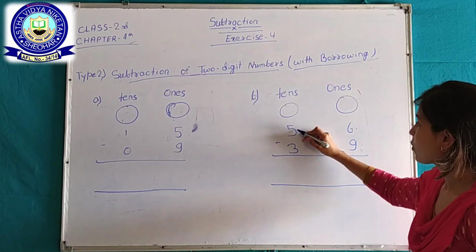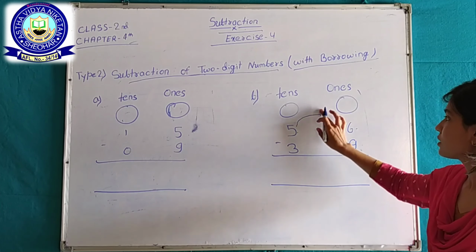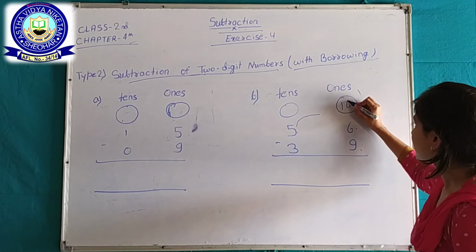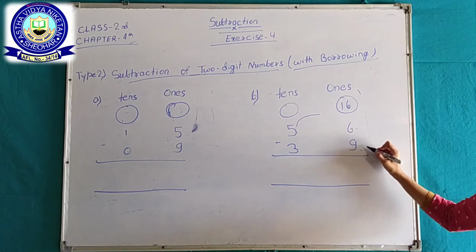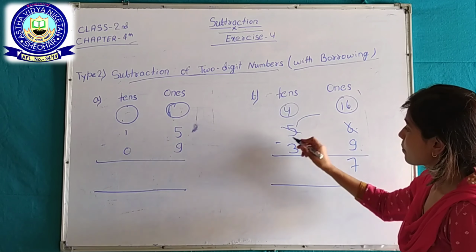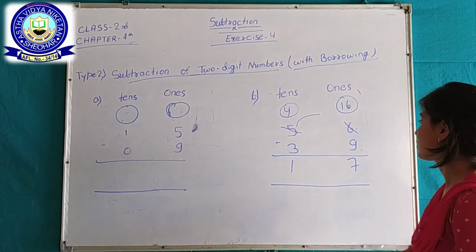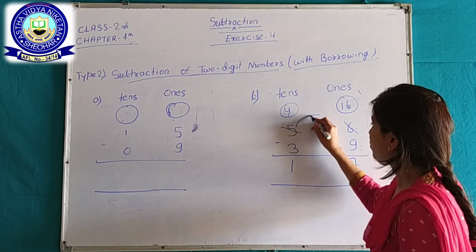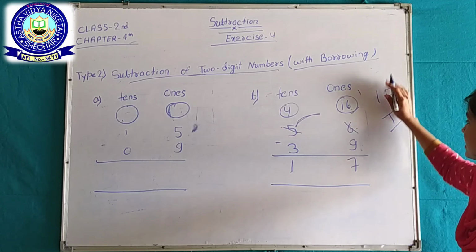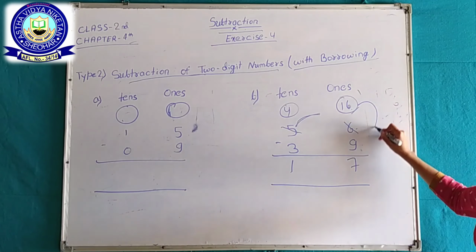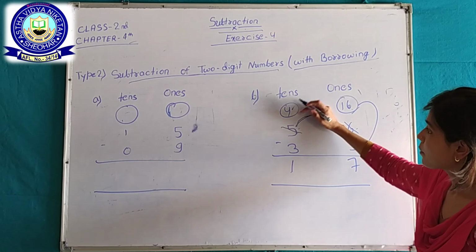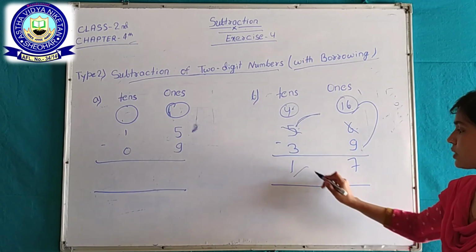So you have to take a borrow from this 5. We take borrow once. It becomes 16. Now when we subtract 9 from 16, we get 7. And this 5 becomes 4. 4 minus 3, we get 1. You have to borrow 1 ten. Ten plus 6 becomes 16. So 16 is here, and when we subtract 9 from 16, we get 7. And this 5 becomes 4, and when we subtract 3 from 4, we get 1.